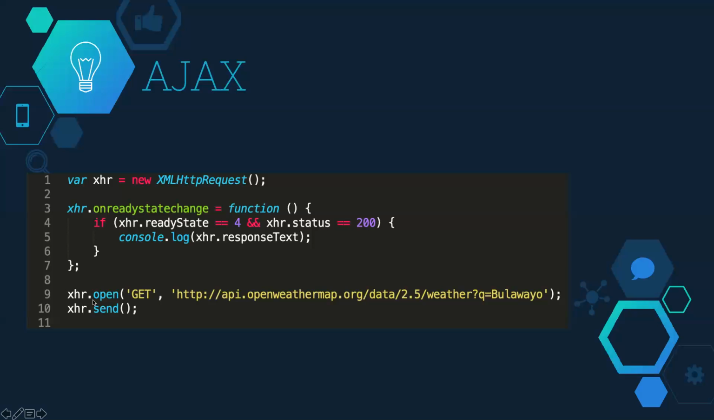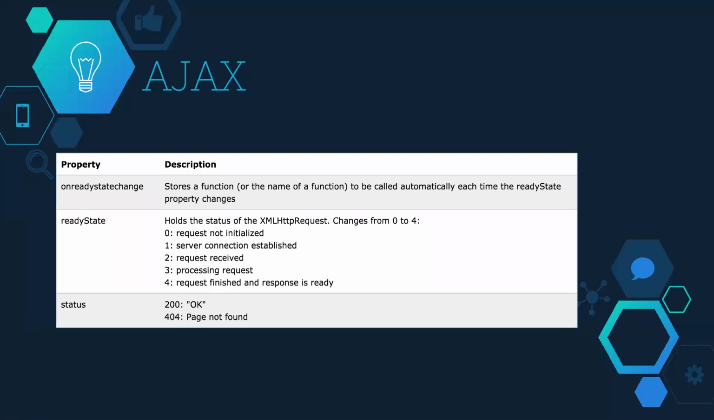Now when we do that, we can then open and have a GET. This is an API, REST APIs. You can have a GET request. What are we getting? We're getting the data from the API for Open Weather Map, but we're querying with a question mark and the q. It takes in parameters. Our query is that we want the weather for Bulawayo, and then we send it. So let's understand just the basic properties of Ajax.